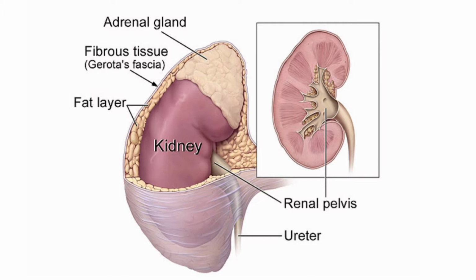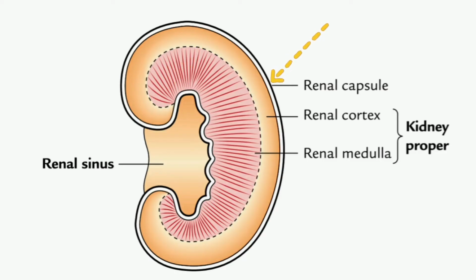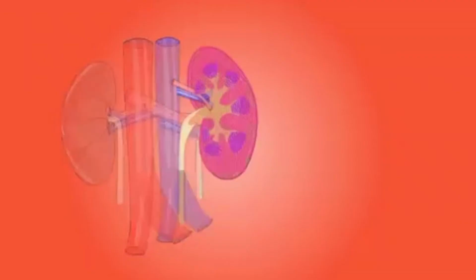The layers are namely the renal fascia, the outermost layer. In between there is the adipose tissue layer, and finally in the inner part it has the renal capsule. Now these three coverings protect the kidney from external shocks and injuries. Now let's discuss the internal structure.